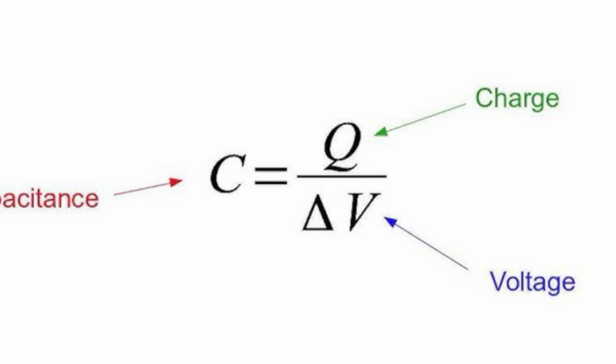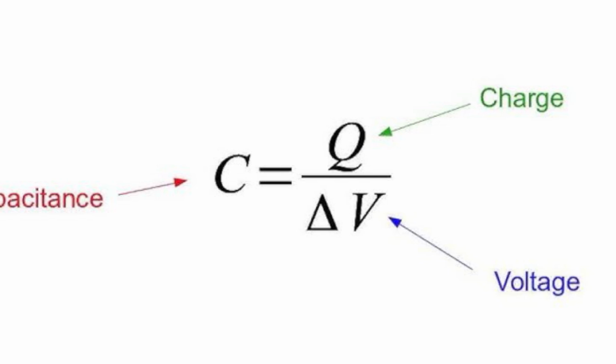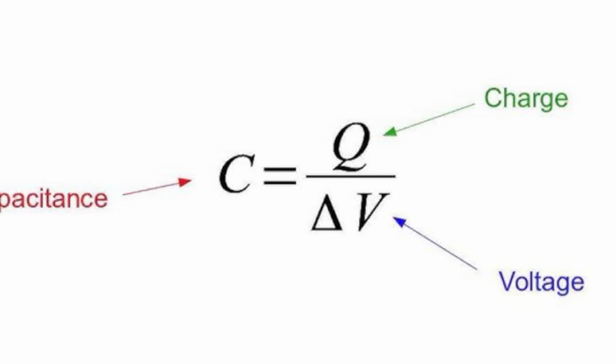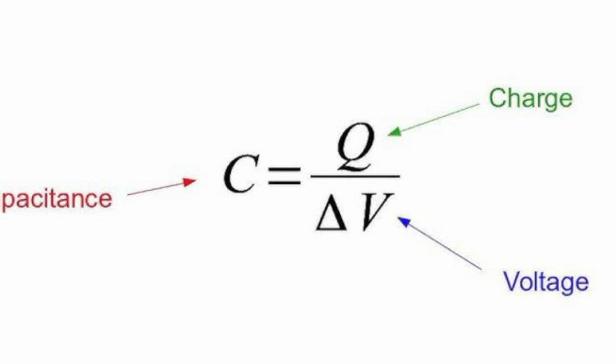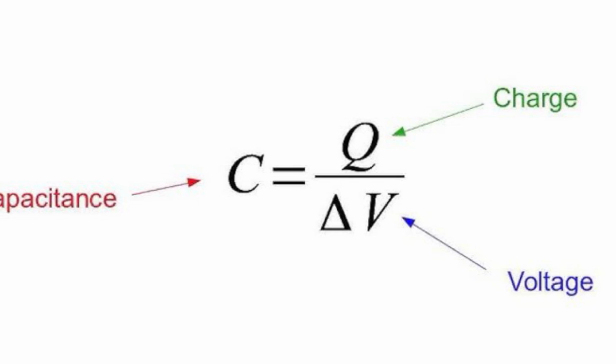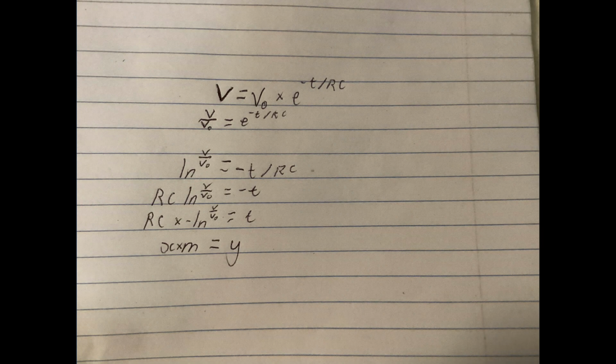The formula for calculating the capacitance, the amount of charge a capacitor can hold, is C equals charge over change in voltage. But in order to find the relationship between discharge time and resistance, a different formula must be utilized.